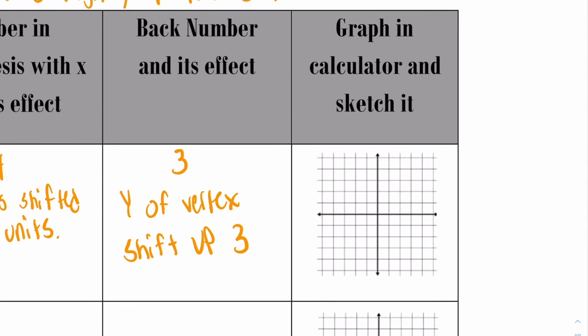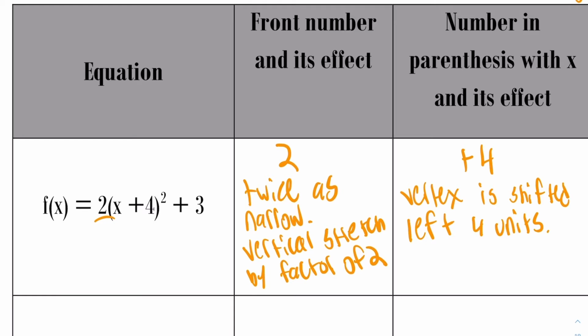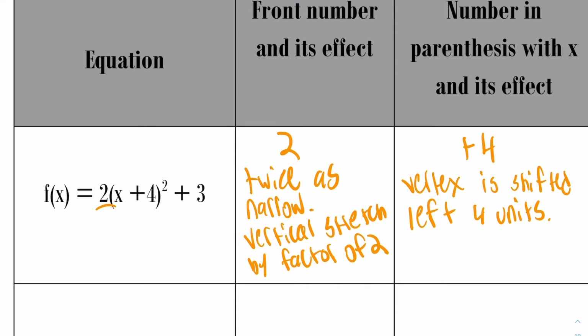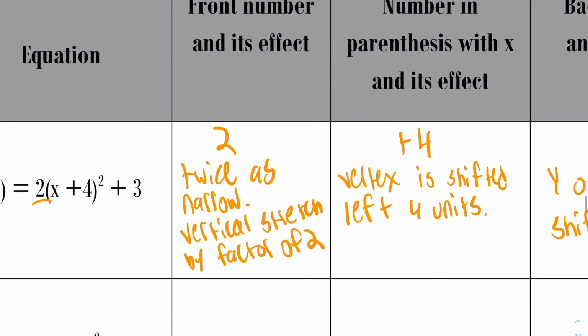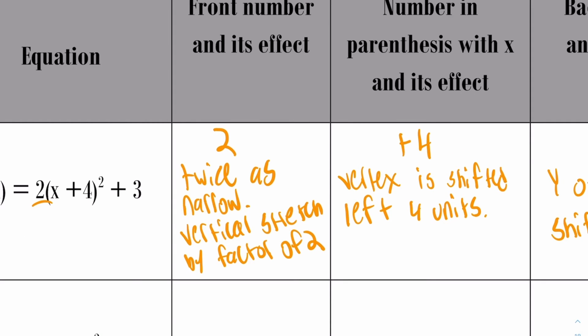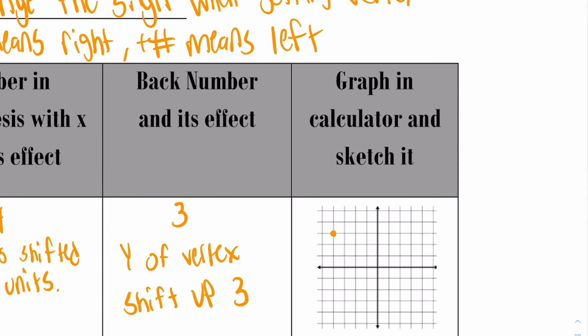So I'm going to go left 4 and up 3 for my first point. Then, like we saw in yesterday's lesson, all quadratics are built off of the parent function. It would have looked exactly like the parent function if it wasn't for this shift left, shift up, and this one making it twice as narrow. To account for this twice as narrow, all that we have to do is multiply each y besides the one at the vertex by 2.